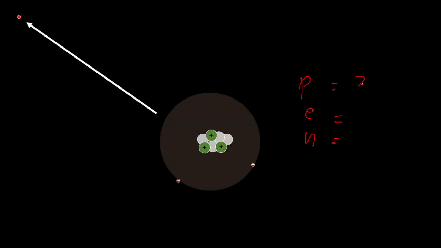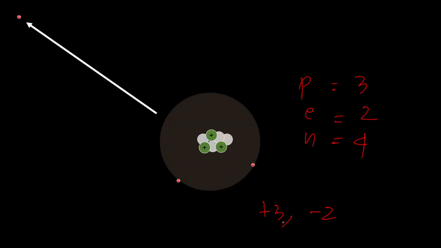Protons, still 1, 2, 3. In this case, only 2 electrons are left. And neutrons, 1, 2, 3, 4. Let's identify the charge of this thing. So we have 3 protons, it means positive 3, and 2 electrons, negative 2. What is the charge of this atom? Is this atom still neutral?